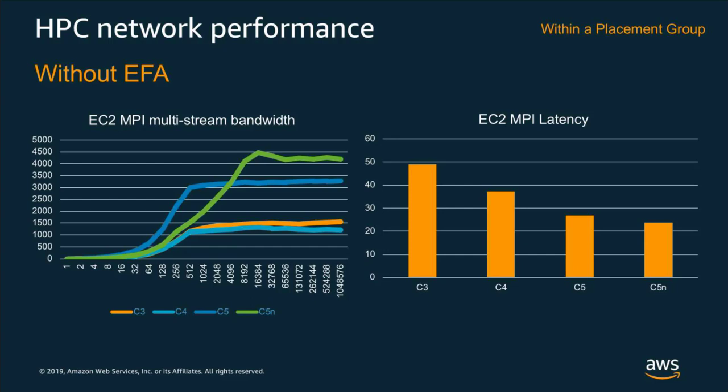Bandwidth is on the left. The blue curve is the bandwidth across the C5 instance. You can see that at 25 gigabits, the bandwidth is about 2.5 times that of the bandwidth across C3 and C4, which each have 10 gigabit networks.